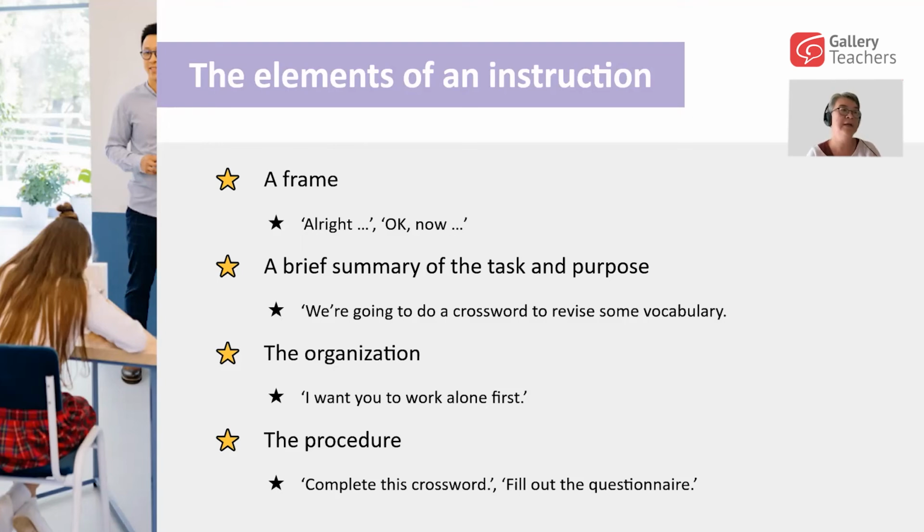Okay, so let's revise that. Your first 4 elements are the frame to get their attention, a brief summary of the task and purpose, like here, we're going to do a crossword to revise some vocabulary. The organization: I want you to work alone. I'd like you to work in pairs. I'd like you to get into groups of threes. The procedure: write a script for a sketch. Rehearse the dialogue on page 27. Those are the first 4.